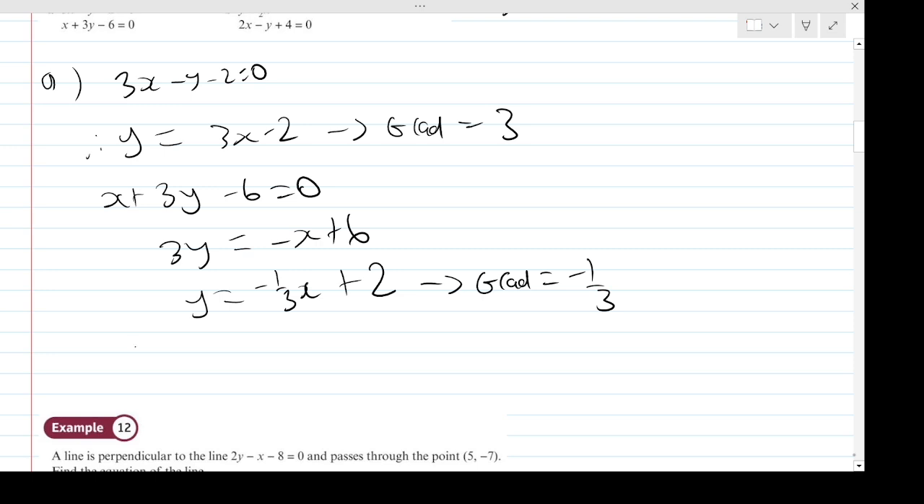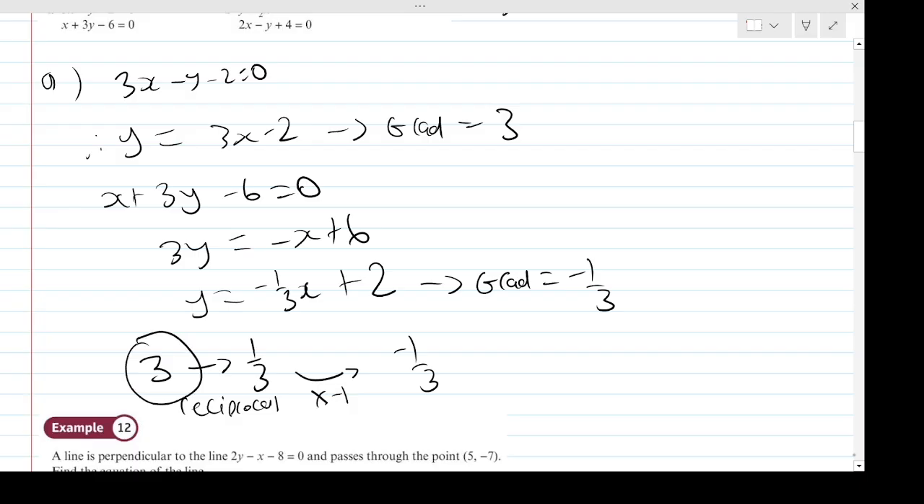So 3, what's the negative reciprocal of 3? If you have 3 here, firstly we could take the reciprocal, which will be a third. So that's the reciprocal. Then the negative would be times by minus 1, so you get minus a third. So that'd be the negative reciprocal of 3. Take the reciprocal, which is a third, then minus it to get negative a third.